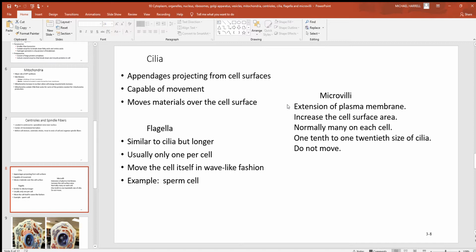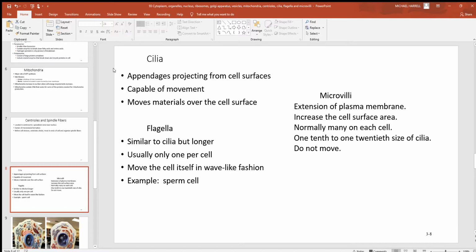If an epithelial cell has microvilli, they are there to increase surface area. And you need to do that anytime the cell needs to bring in or put out, in other words, absorb or secrete, a very large amount of materials.